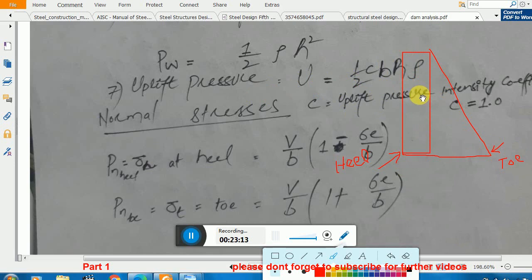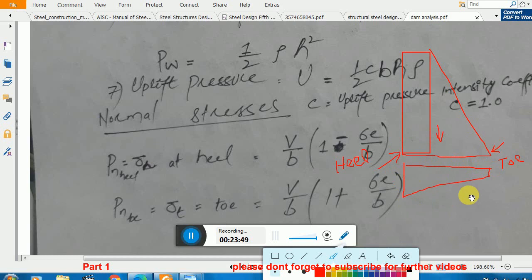In gravity dam analysis, the dam is designed in such a way that all the forces are acting at the bottom or the base of the dam, remember. Now, once the total pressure acts at the base, it causes stresses at the bottom, okay. So, there are normal stresses at heel and toe, okay. And there will be various distributions, remember. Okay, there will be pressure distribution, remember.